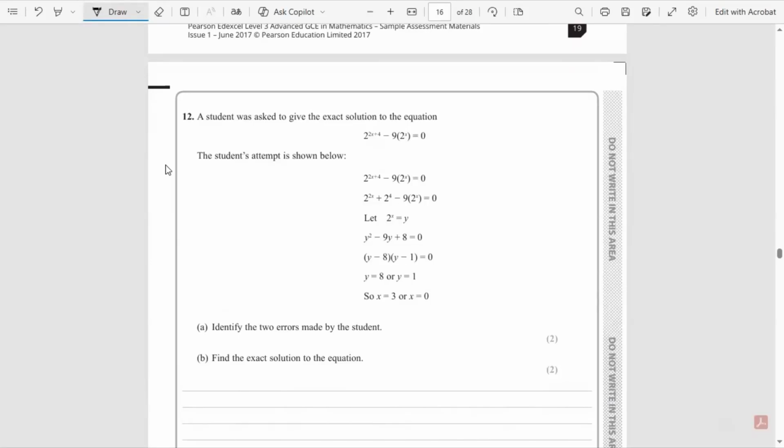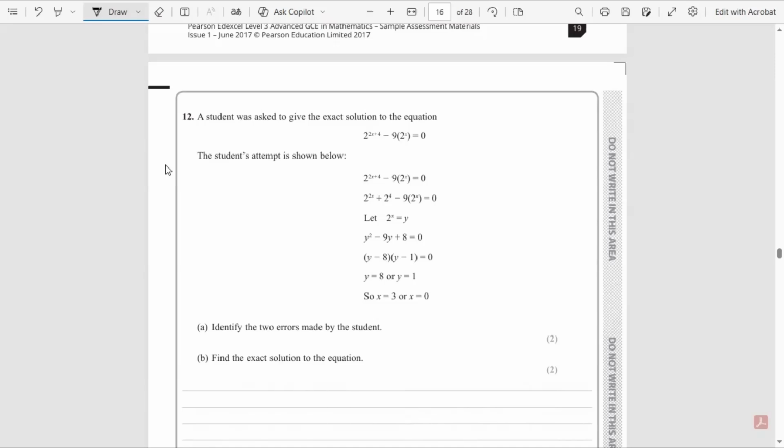Hi everyone. So in this video, we're going to work through a Year 12 pure maths question on exponential equations. This question is from the AS sample paper. The question says, a student was asked to give the exact solution to the equation 2 to the power of 2x plus 4, subtract 9 times 2 to the power of x equal to 0. So we have the student's attempt shown below.